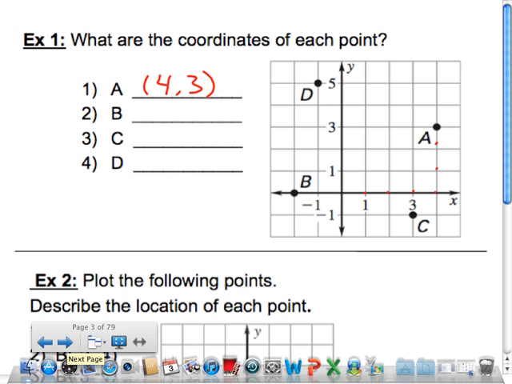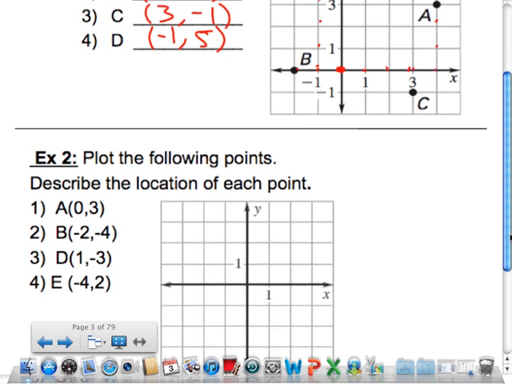Okay, for B, you got to go left. You start at the origin, go left 1, 2, and that's it. So your x coordinate's negative 2, and we don't go up or down at all. To get to point C, I have to start at the origin and go right 1, 2, 3, and then down 1. So right 3 is positive, down 1 is negative. And finally, point D, I got to go left 1, up 1, 2, 3, 4, 5. So left 1, up 5. And so that's just kind of getting you back familiar with how to plot points, x coordinates versus y coordinates.